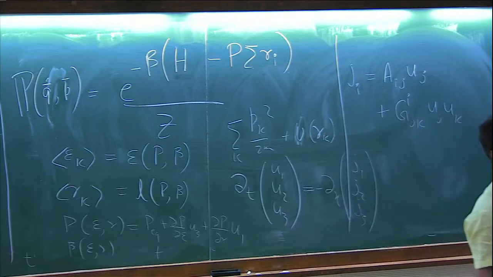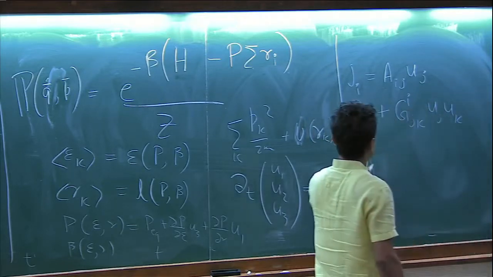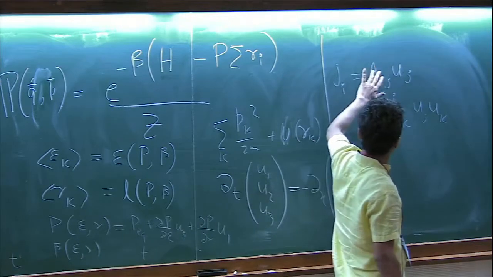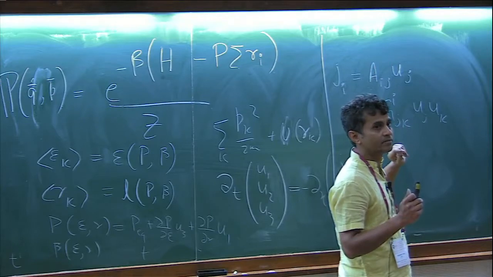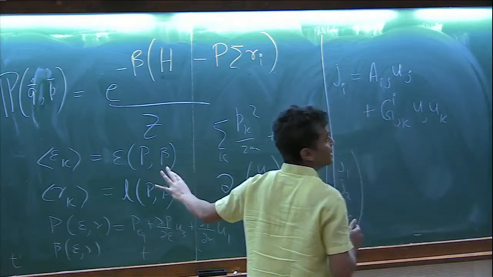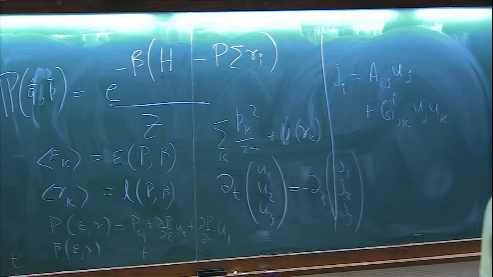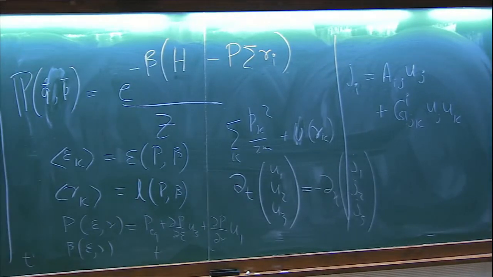Okay, I hope this is clear, it's sort of an important step. The point is that for these currents I do this expansion, and all this A and G can be determined once I know the equation of state of the system, which in this case I can find at least numerically, doing some simple integrals. Okay, any questions? No. Okay.